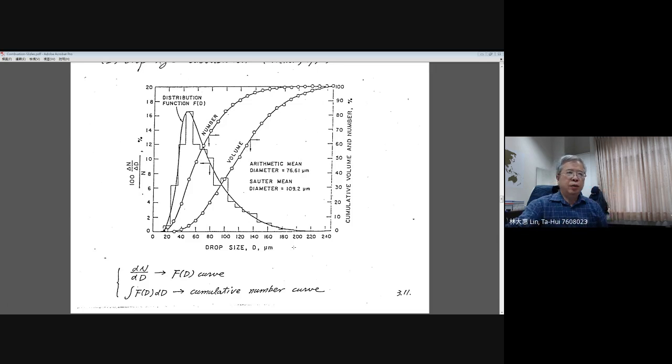Later on, we will introduce the so-called Sauter mean diameter, which probably relates to our spray combustion. Then they will give you a different number, 109.2 microns, and the values are completely different. 76.61 microns represents the average diameter characteristic, but the Sauter mean diameter gives you another idea, bringing in the total volume you may have compared with the total surface for the spray. Then it gives you the idea to describe spray burning. I will discuss this with you later in the next video.